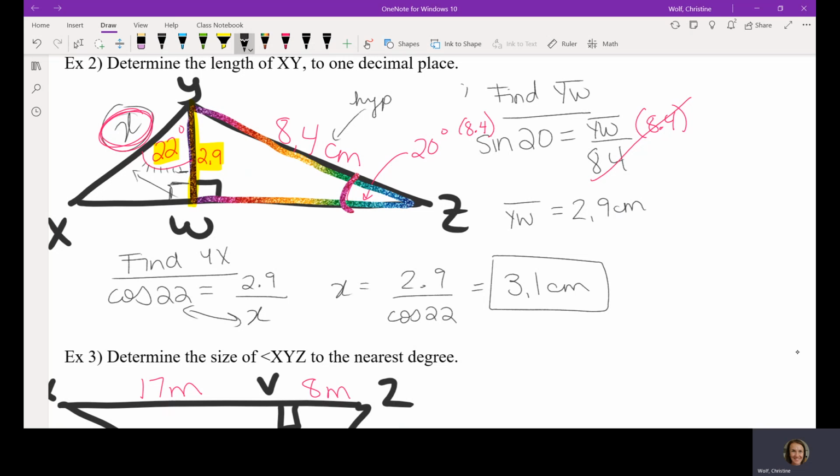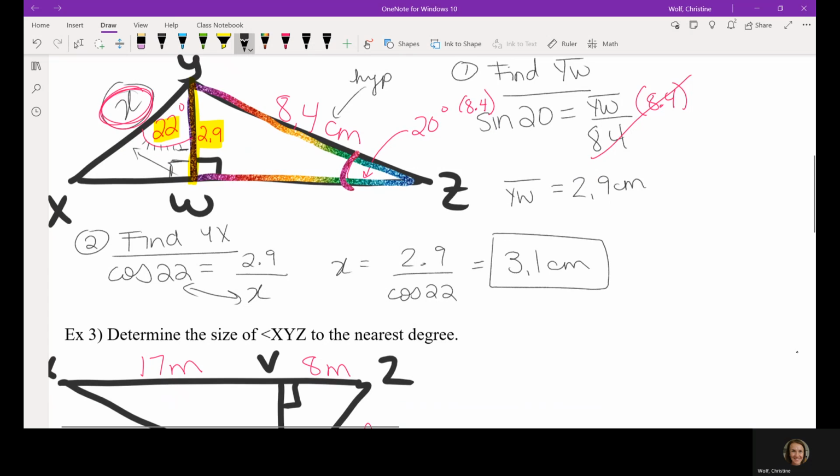So our first step was finding our missing piece, and then our second step was actually finding the answer we want. If you can't get 3.1, let me know. So there's two examples of finding a missing side. Now we're going to do two examples where we find a missing angle. All right. So any questions before I move on?